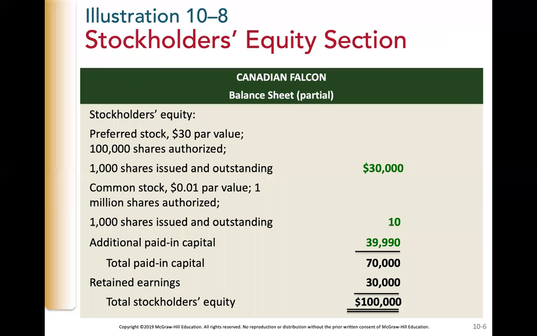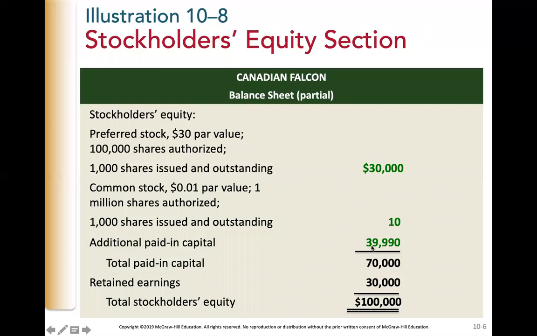So here is Canadian Falcon's stockholders' equity section of the balance sheet thus far. You see that preferred stock is listed first, and we list the par value, the number of shares authorized, and how many are issued and outstanding. So the preferred stock is showing just the $30,000, the 1,000 shares times the $30 par value. Then common stock is next, has 1 cent par value, 1,000,000 shares authorized, 1,000 shares issued and outstanding. So our balance in our common stock is $10. The 1,000 shares times the penny par value.